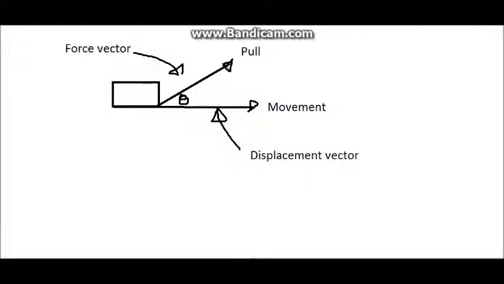Okay, so what is the work formula? Well, it's pretty easy. It's W equals the absolute value of F times the absolute value of R cosine theta, and that's it.